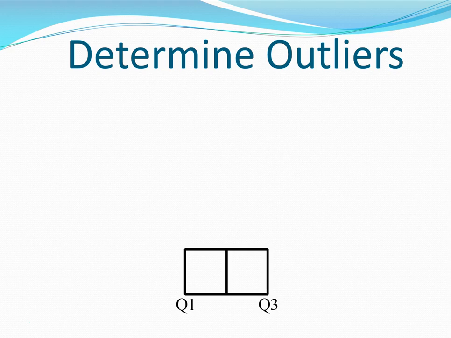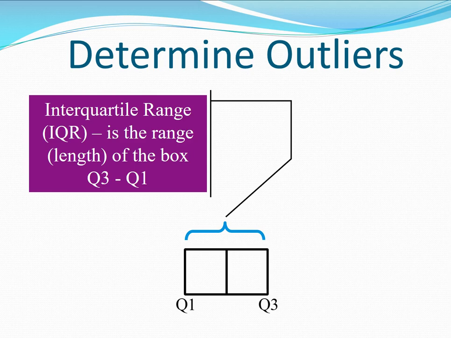You need to determine outliers. Box plots do a great job of evaluating and showing outliers. So you need to be able to figure out what those outliers are. There's a name for the box. It's called the interquartile range, IQR. It is the range, the length of the box. The formula is Q3 minus Q1. You should write that down. IQR equals Q3 minus Q1. That's going to be an important thing that we use a lot.